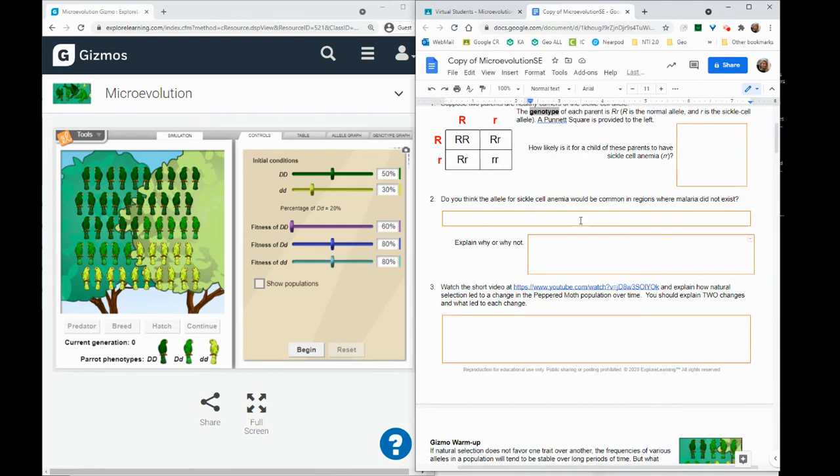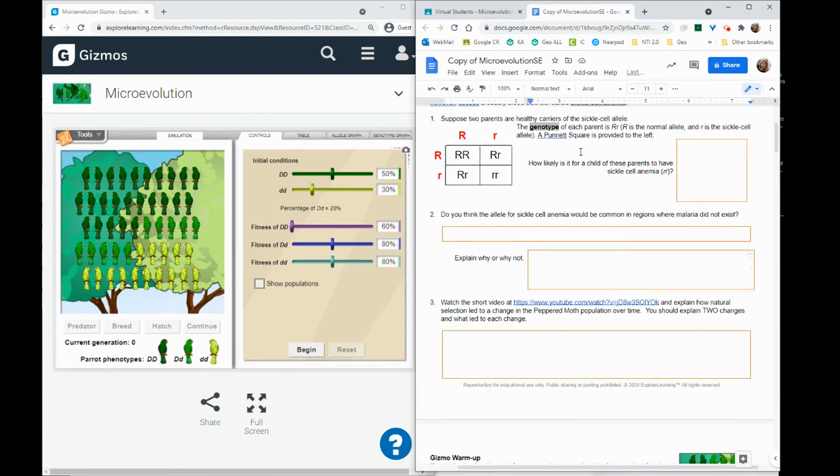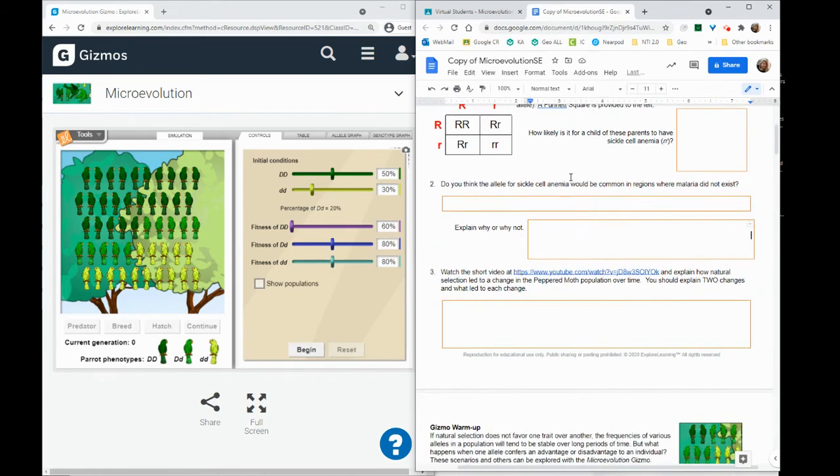Again, this is specifically before modern health treatments. So even if this mutation happened randomly in an area where there was no malaria, there'd be no benefit to it. So it wouldn't be likely that it would be passed on long term. It would likely die out in the population or at least become very, very rare in the population because there wouldn't be a benefit to having that mutation.